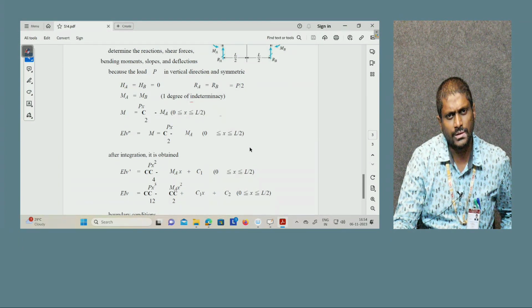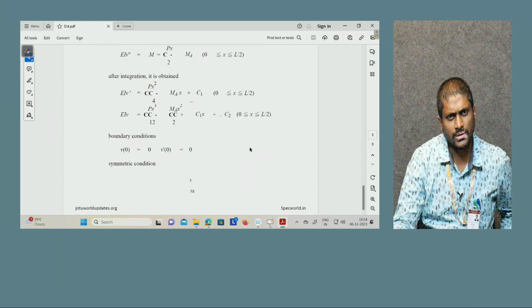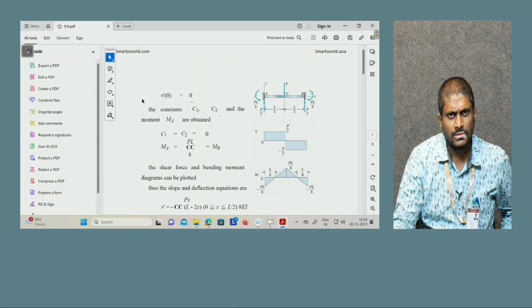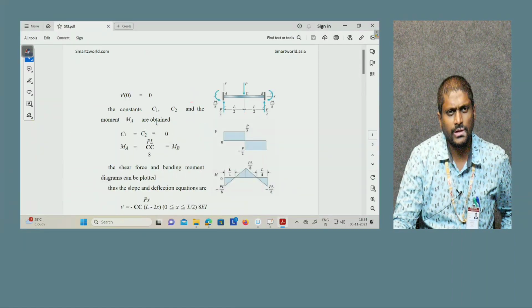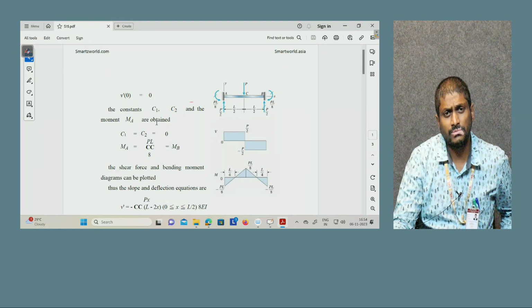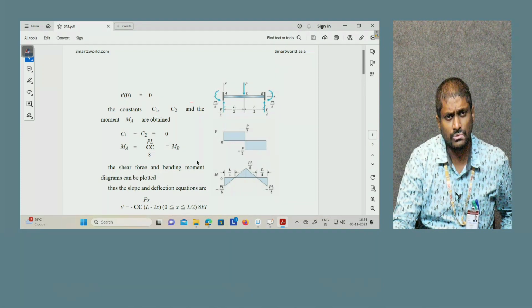Px square by 4 minus MAx plus C1, and EI v equals Px cube by 12 minus MAx square by 2 plus C1x plus C2, and boundary conditions are v of 0 equals 0, v dash of 0 equals 0, and the symmetric conditions. And the continuation of that one, v dash of L by 2 equals 0. Then the constants C1, C2 and the moment MA are obtained. C1 equals C2 equals 0, and MA equals PL by 8 equals MB.